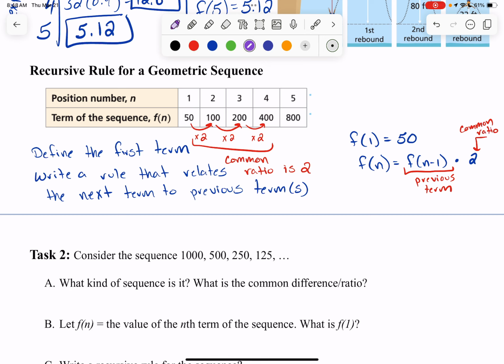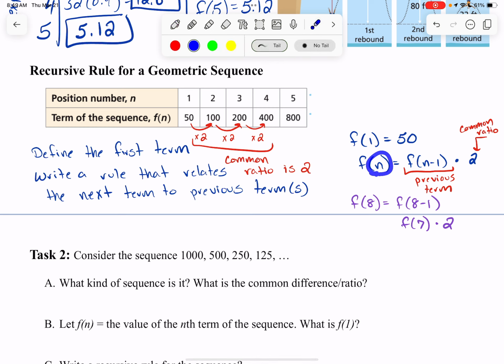If I wanted to find the 8th term, I would need to take f of 8 minus 1, which is f of 7, the 7th term, and multiply by 2. So all this is telling me is that to get to the term I want, I need to know the term directly in front of it, and I take that term and multiply it times 2. So there is our recursive rule. It is recursive in that it applies to the number or numbers directly in front of it.